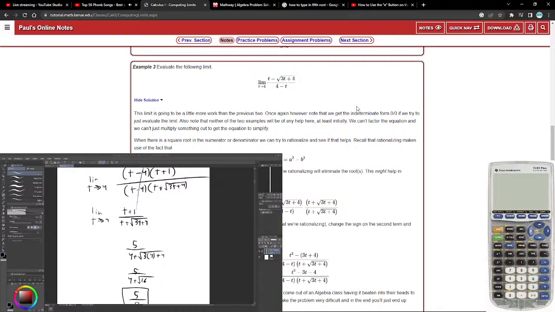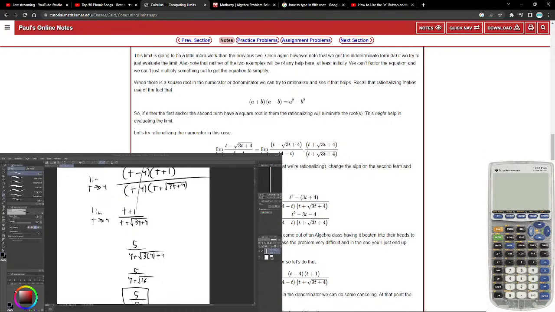Recall that rationalizing makes use of the fact that (a minus b)(a plus b) equals a squared minus b squared. So if either the first or second term has a square root in it, the rationalizing will eliminate the roots. This might help evaluating the limit. Let's try rationalizing. Multiplying by the conjugate. Remember that to rationalize, we just take the numerator, change the sign, and multiply. Next we multiply the numerator. Careful to watch the minus signs, which is probably where I messed up.